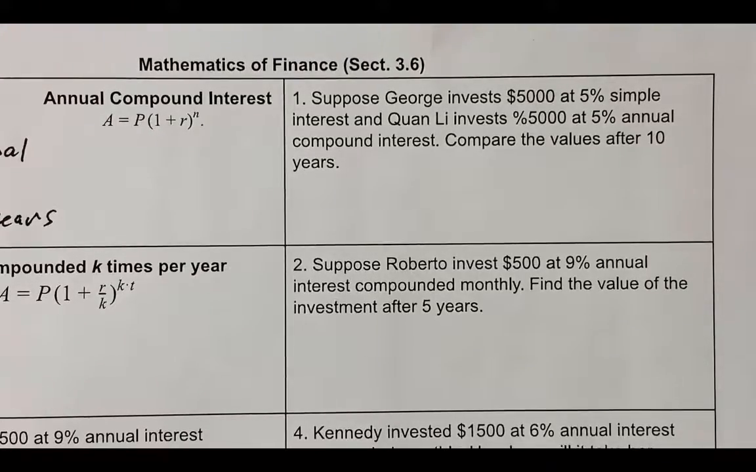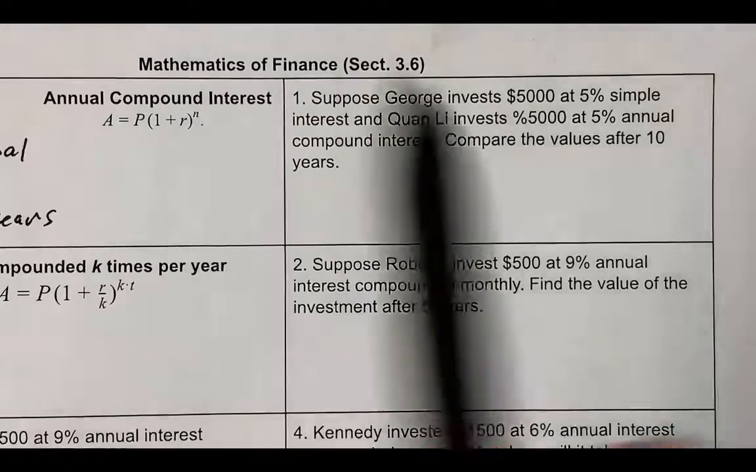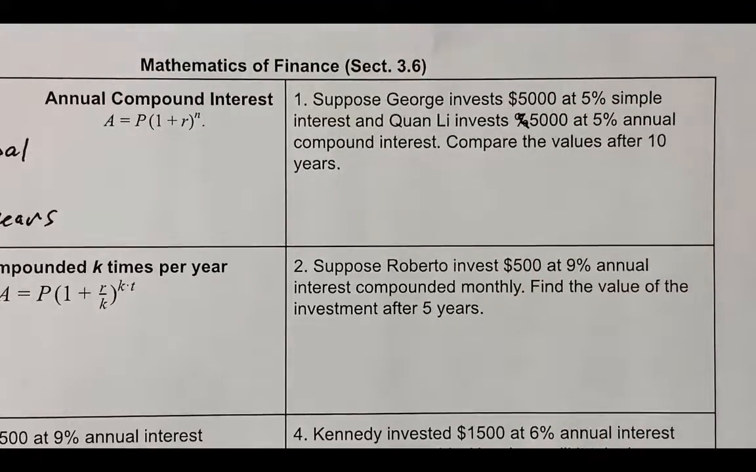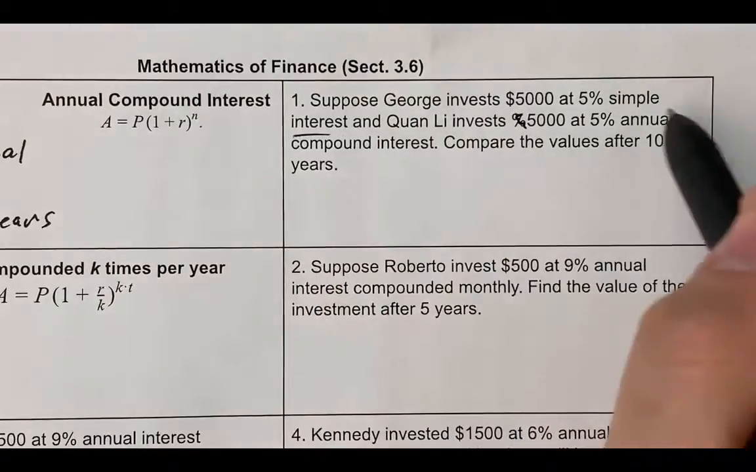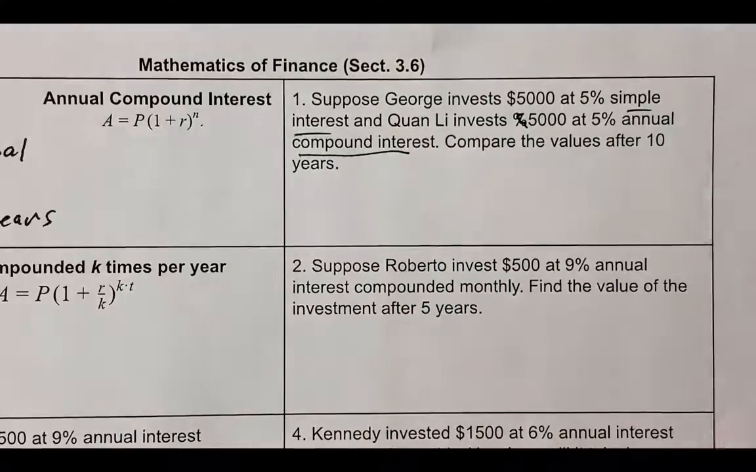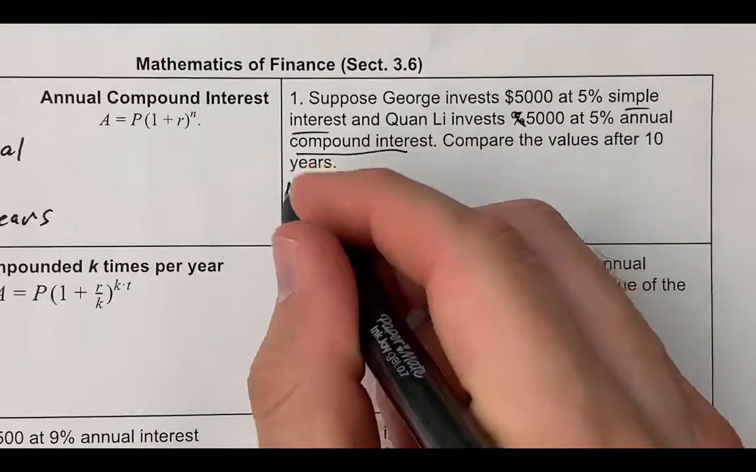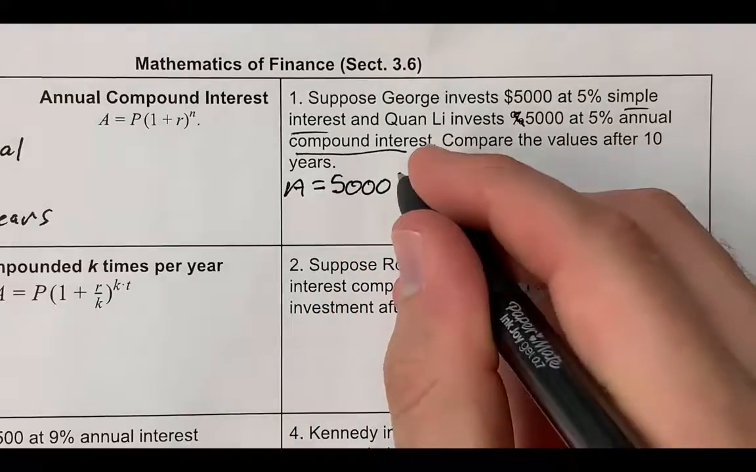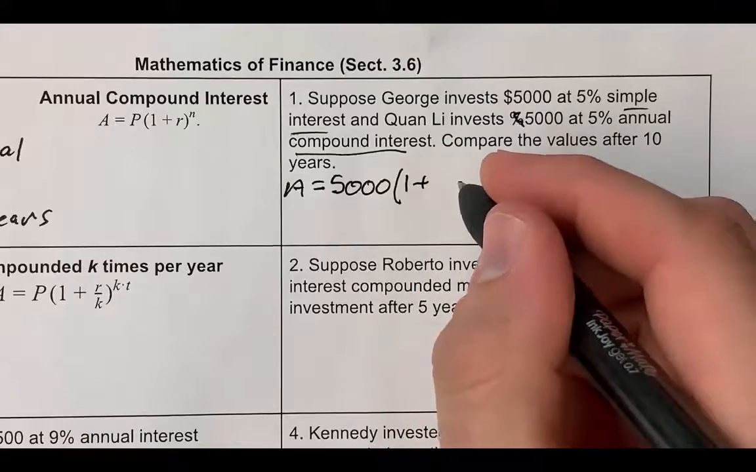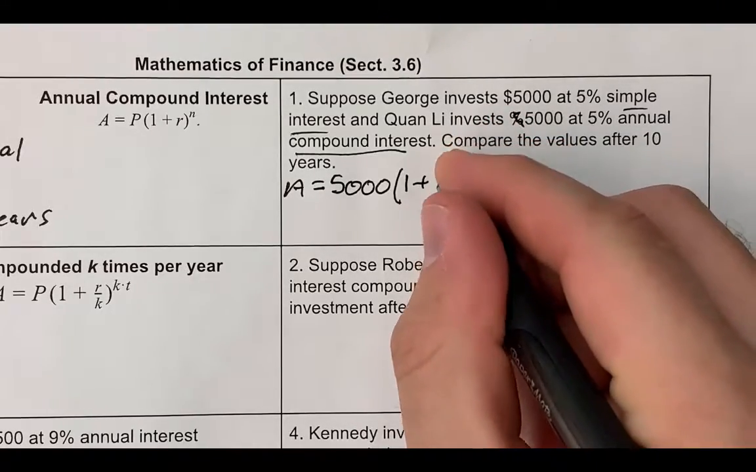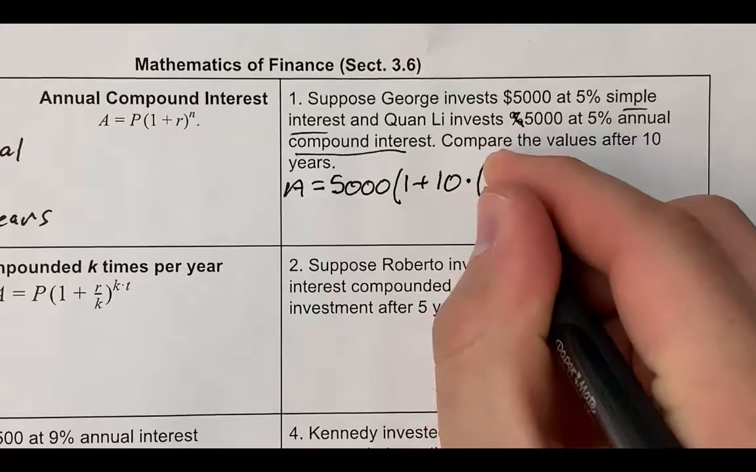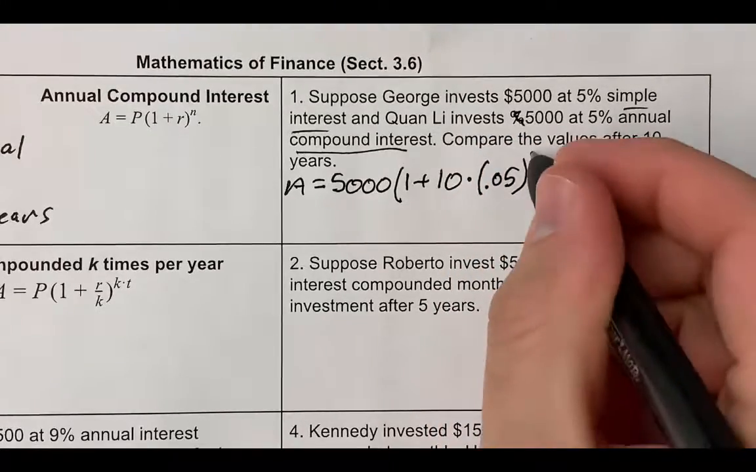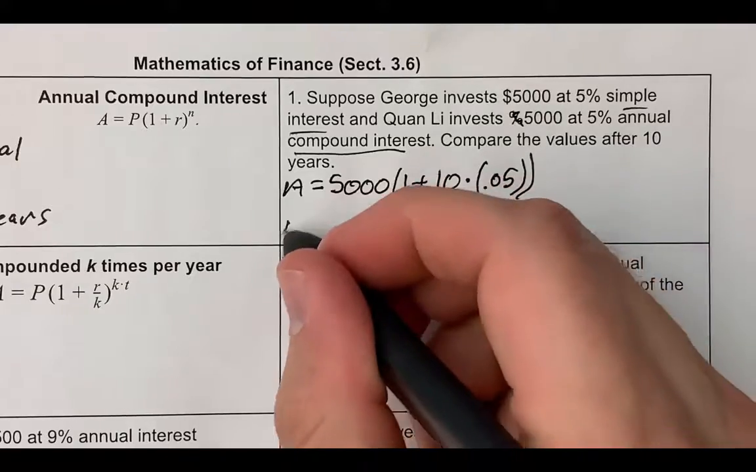Let's see how this might get used in a problem. Suppose George invests $5,000 at 5% simple interest, and Quan Lee invests $5,000 at 5% annual compound interest. Compare the values after 10 years. One of them is using simple interest, the other is using compound interest. We'll start with the simple interest one. A is going to be equal to 5,000, that's the principal, times 1 plus N times R. So that's 10, the number of years, times the rate as a decimal, 0.05. And that ends up being $7,500.